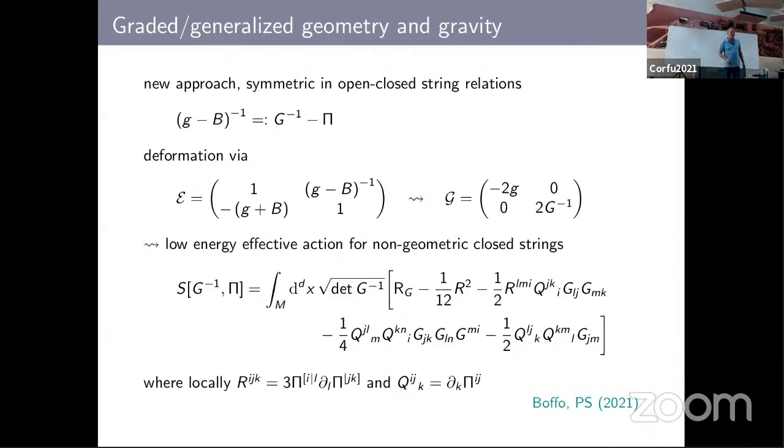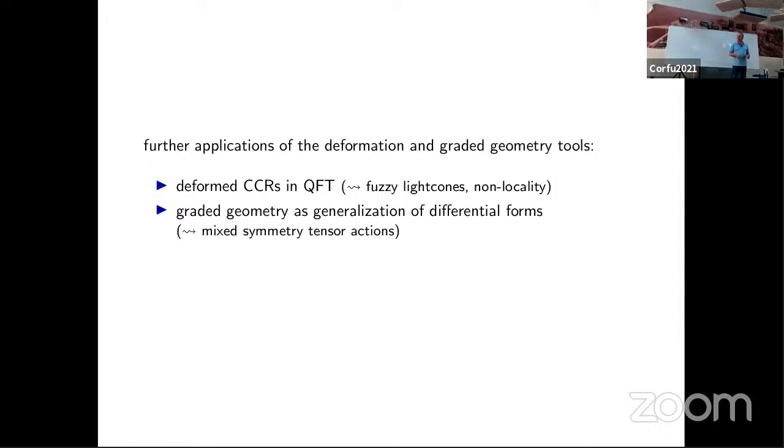Okay, good. So in the last minutes, since I have some more time, but this actually concludes my talk more or less, I want to give you two further applications that don't have to do anything with the stuff before, which I find quite cute. The first one is deformed commutation relations in quantum field theory. So instead of introducing some gauge field, deform the commutation relations. And the second one is using graded geometry to write down mixed symmetry tensor actions. So here's the first one.